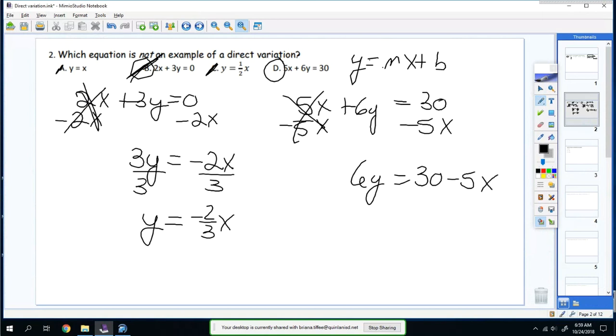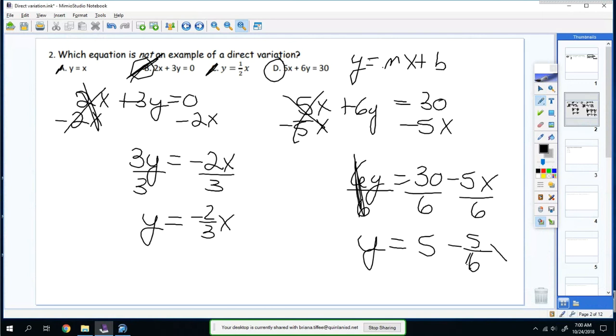So then that 6 needs to be divided. Well, when you divide it, you have to divide it to everything. So you divide 6 to here, divide 6 here, and then divide 6 here. So this cancels out. Y comes down. 30 divided by 6 is 5. And then 5 divided by 6 is, I'm just going to leave it as 5/6 x. You can also change this around to have it y is equal to negative 5/6 x plus 5. So that shows us that's not direct variation.